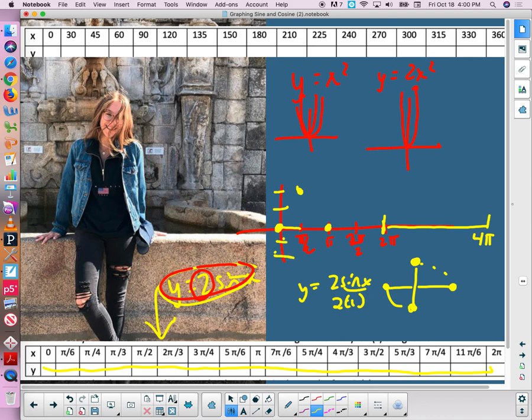And so what we've actually got is something called a vertical stretch. In trigonometry graphing, we actually call that amplitude. So this is 3 pi.